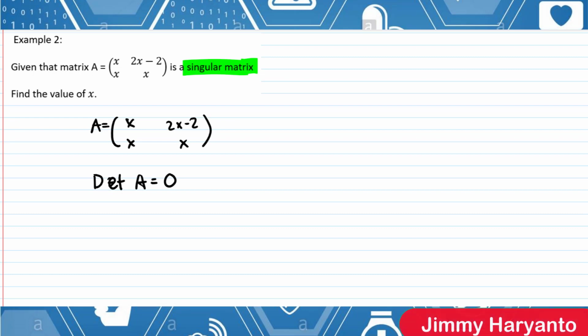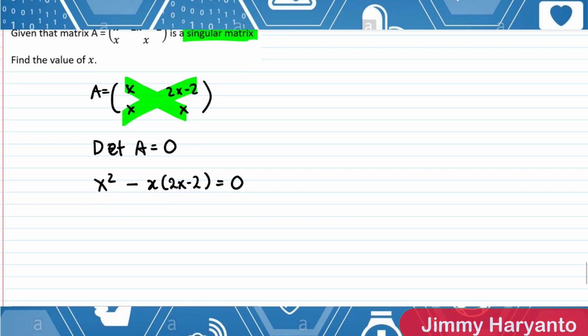So let's calculate the determinant. This times this equals X squared, and then this times this equals, let's write it first, 2x minus 2. And then the first result and the second result should be subtracted, and then you will write equals 0 because the determinant equals 0. So let's calculate this. X squared minus 2x squared plus 2x equals 0. So you will have negative x squared plus 2x equals 0.